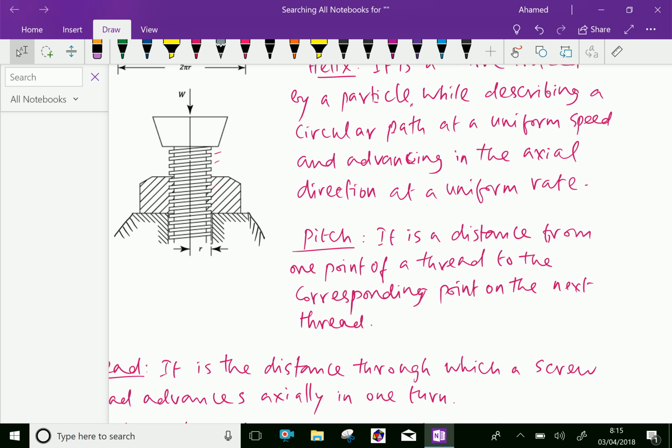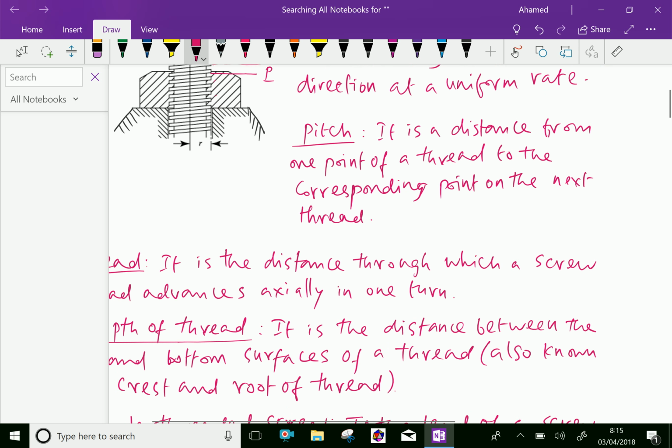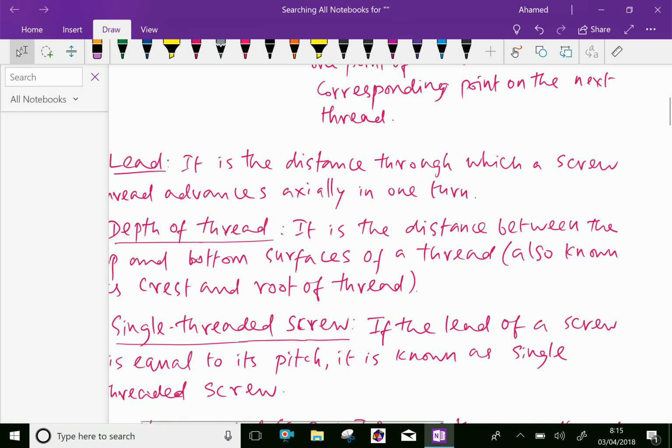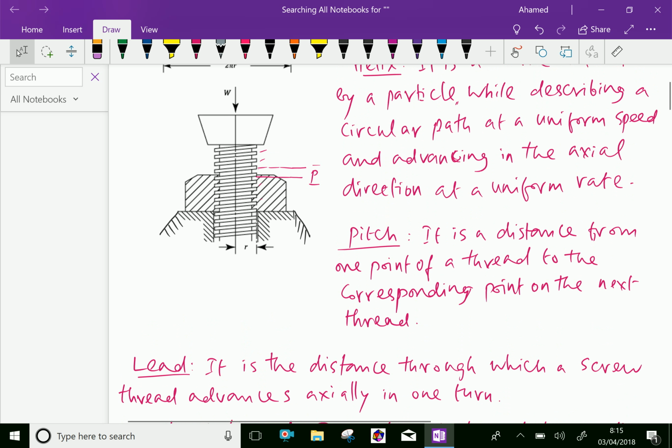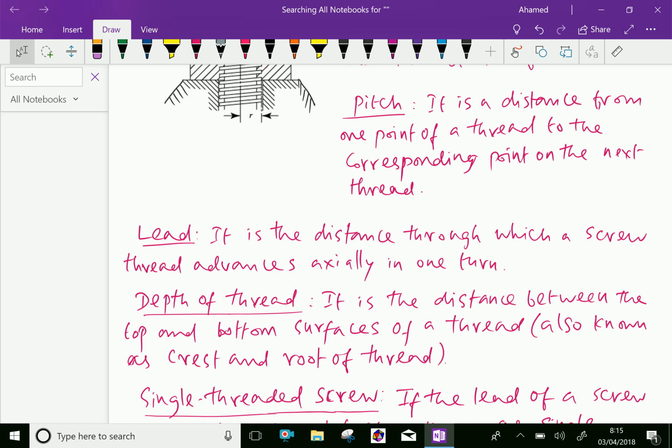Pitch: it is the distance from one point of a thread to the corresponding point on the next thread. Suppose this is the first thread and the corresponding position is here on the second thread. This is P, pitch. Next one, lead: it is the distance through which a screw thread advances axially in one turn. Suppose you turn a bolt or nut for one complete turn, the bolt advances some axial distance. That distance for one turn is called lead.